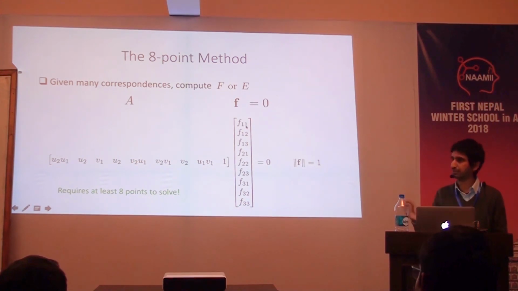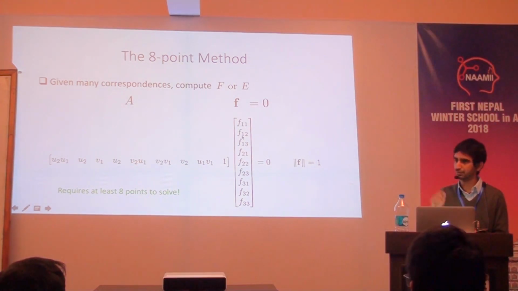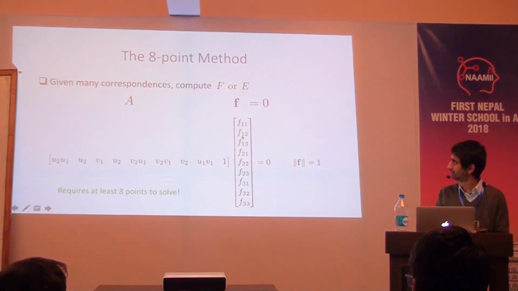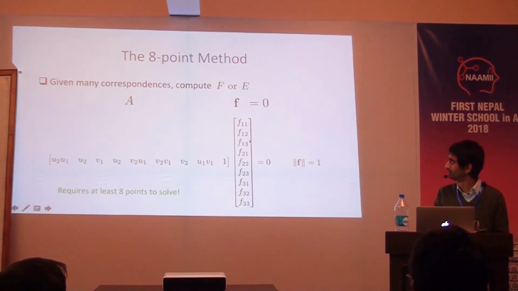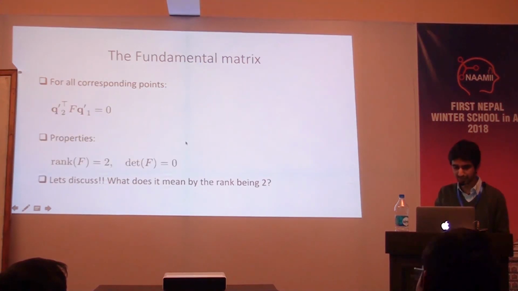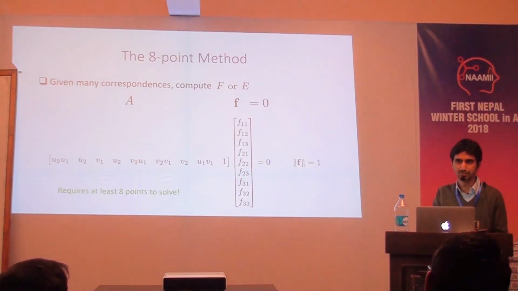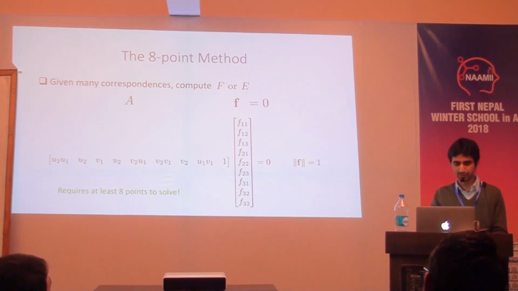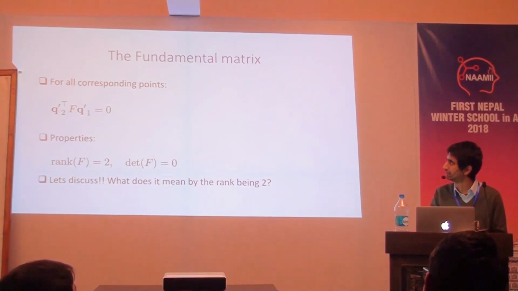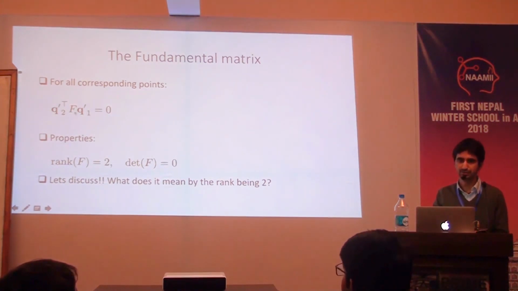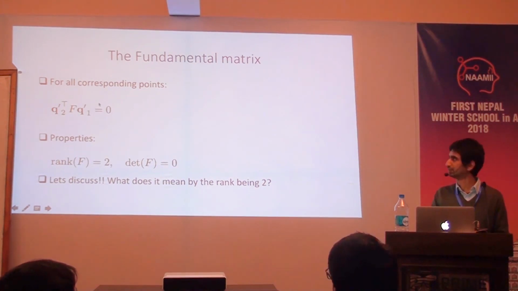So F11 is the first element, F12 is the first row second column element, and F13 is the first row third column element. What I want you to do is create this equation yourself as an exercise, because this is what we are going to do in the lab tonight anyway. Just write down, expand this into your equation. So what is Q2 prime?